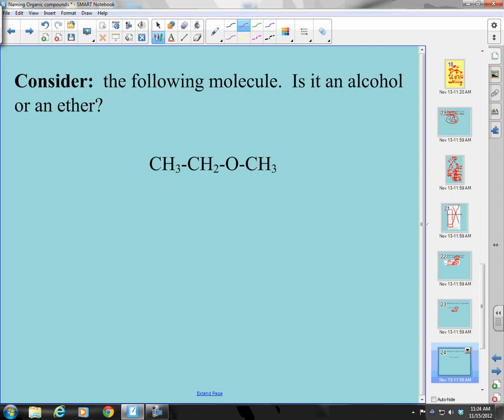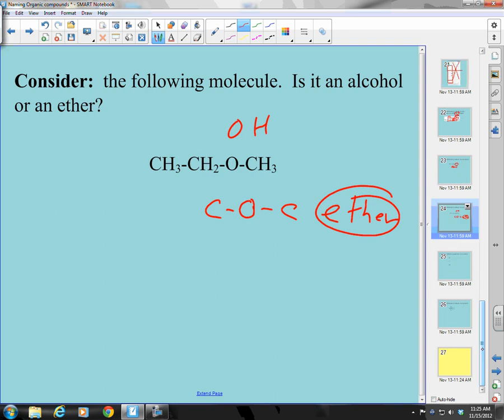Next. You guys do this one. Is this an alcohol or an ether? Piece of cake, right? We know an alcohol ends in OH. This guy has a C, O, C. That can't be an alcohol, so that must mean it is an ether. Great. And we're almost done.